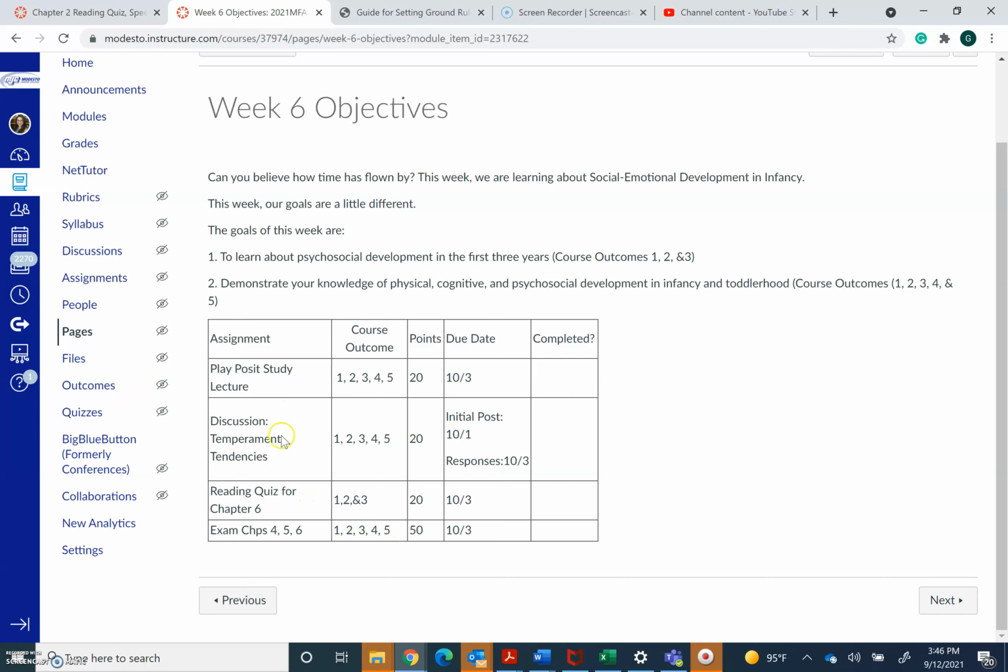So you'll see the due dates here for your discussion. You have your initial post due on Friday, and then you have your responses to 2 peers due on Sunday. And then the rest of your assignments for the week are due on Sunday. So you have your Play Pause It study lecture due on Sunday, your chapter reading quiz due on Sunday, and then your chapter 4, 5, and 6 exam due on Sunday as well. Okay, so let's dive into your assignments.